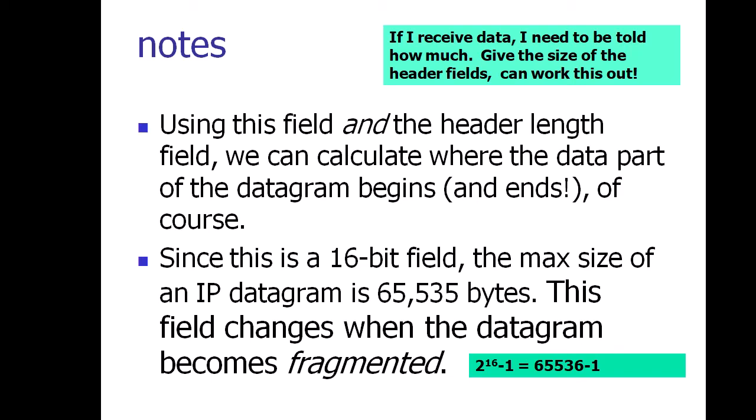Since this is a 16-bit field, the maximum size of the IP datagram is 65535. And this field changes when the datagram becomes fragmented. And just a little explanation of where I got 65535 from: 2 raised to the power of 16 minus 1 gives you that figure.